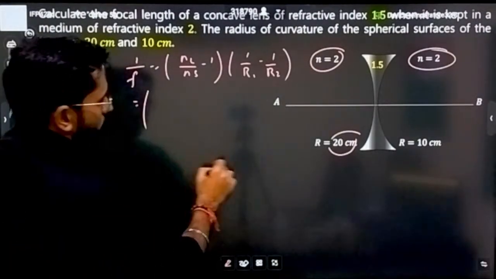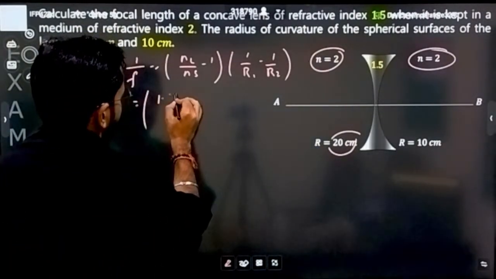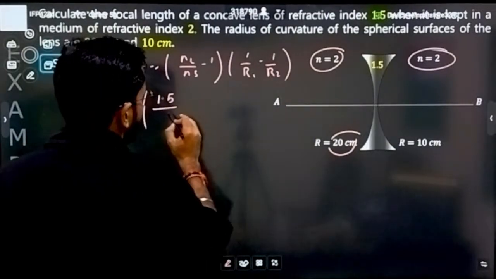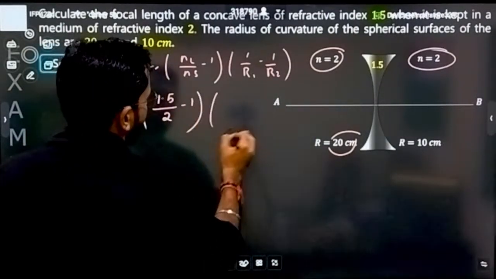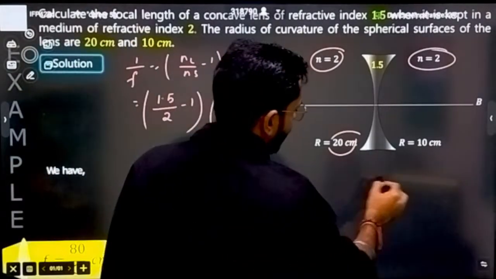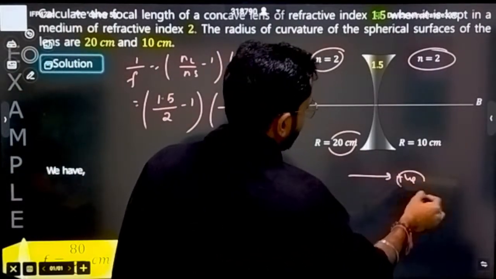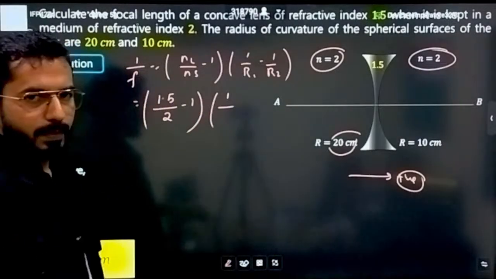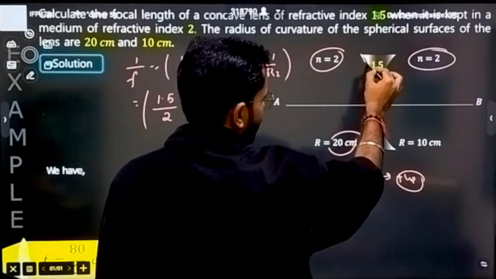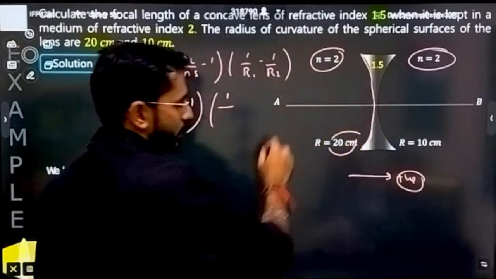Now just put the values. What is the refractive index of the lens? It is 1.5, divided by the surrounding refractive index, which is given as 2, minus 1, times 1/r1. Now how will I take r1? I will conventionally take this direction as positive. Assume some object is kept here, and assume this is the spherical surface.